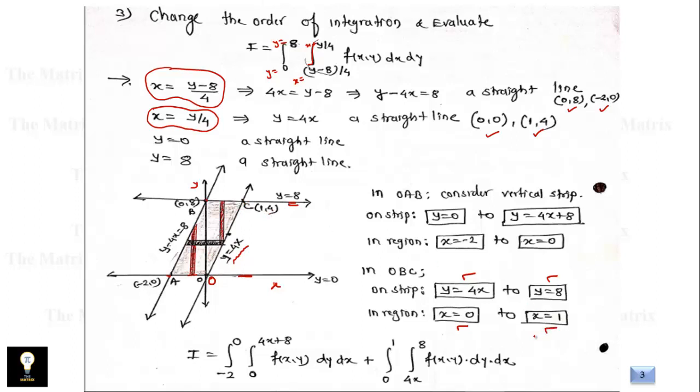If you put all this together, we write the given integral as the addition of two integrals. The first region is AOB where x is minus 2 to 0 and y is 0 to 4x plus 8. Now you can see the given order was first x and then y. Now we have first y and then x for both of them. This is the x limit, this is the y limit.